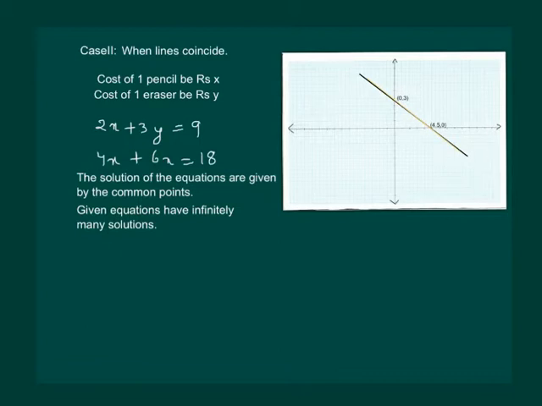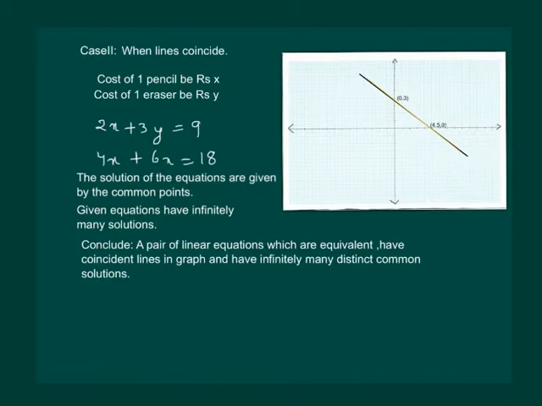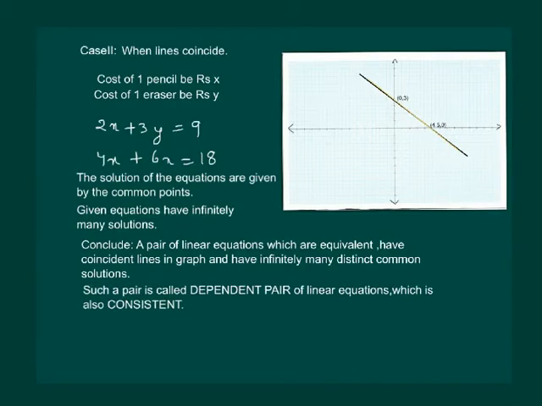Also, we had seen that the pair of linear equations here are equivalent, because if we take out 2 common from the second equation, we get the first equation. So we conclude a pair of linear equations which are equivalent have coincident lines in the graph and have infinitely many distinct common solutions. Such a pair of equations is called a dependent pair of linear equations, which are also consistent as they have a solution. Actually, they have many solutions.